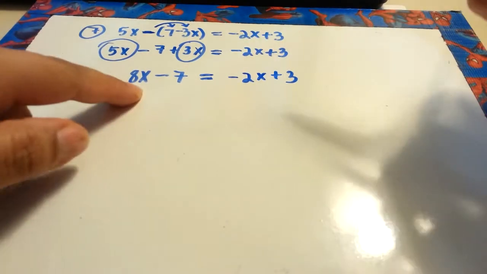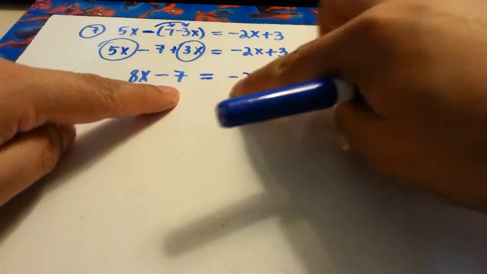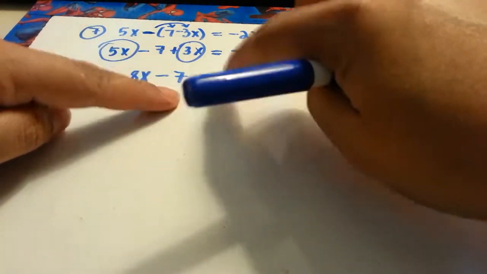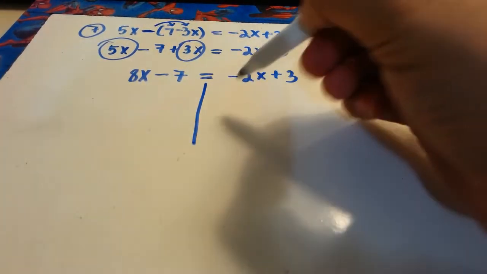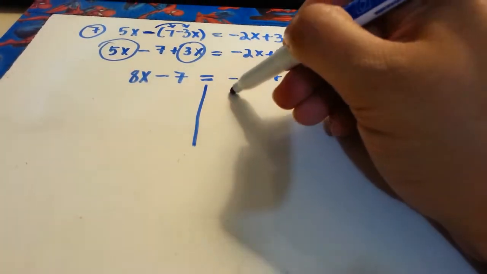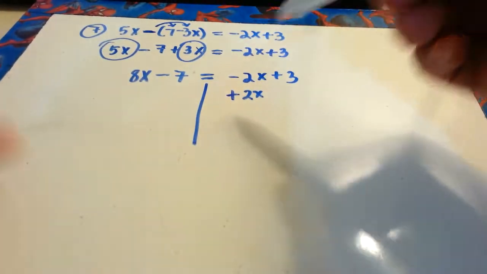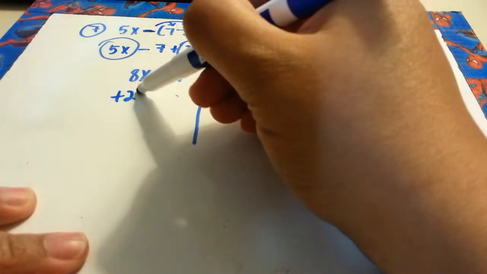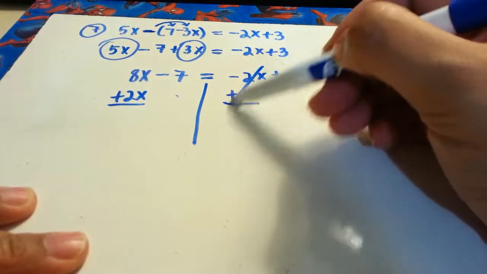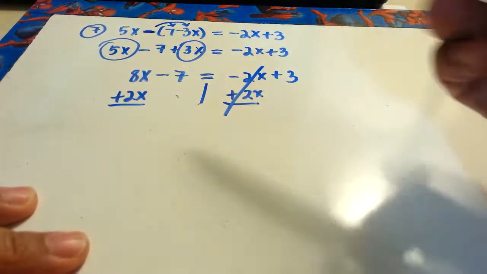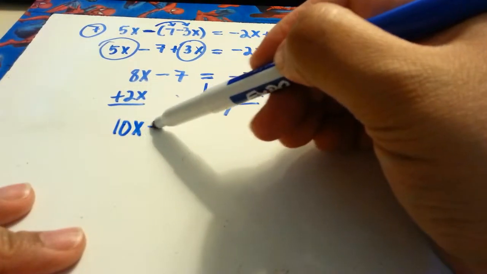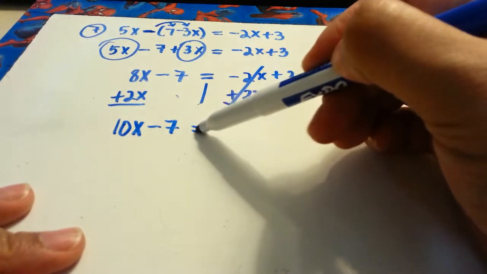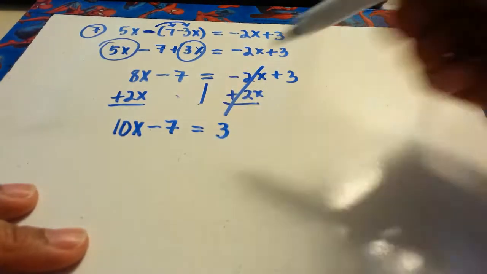Now, these are not like terms and these are not like terms. So what you have to do is start balancing on opposite sides of that equal sign. I like to keep my x's on the left. So I'm going to move this plus 2x, plus 2x, right? And so 8 plus 2 is 10. So I have 10x minus 7 equals 3.